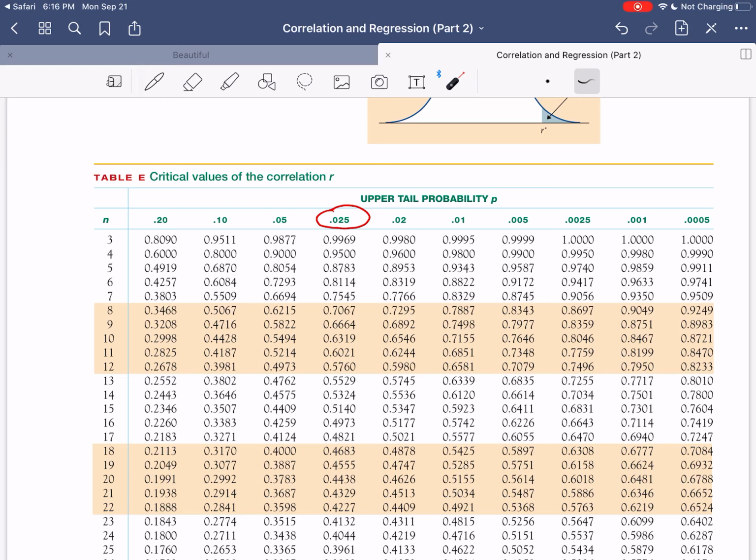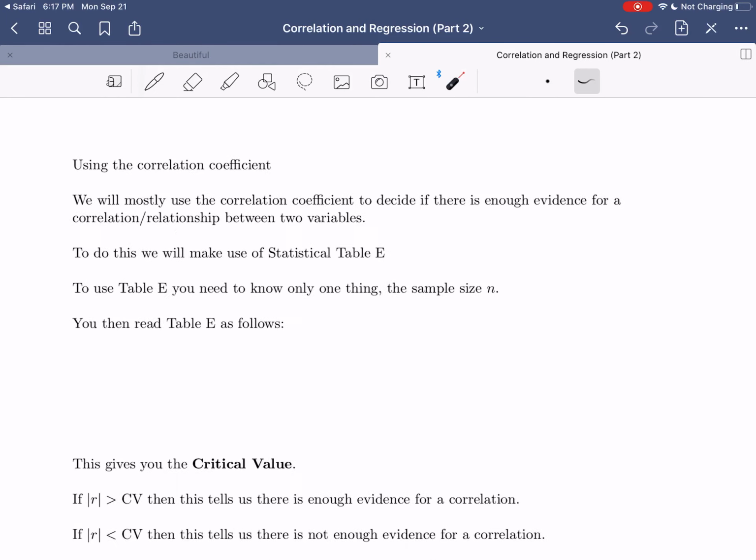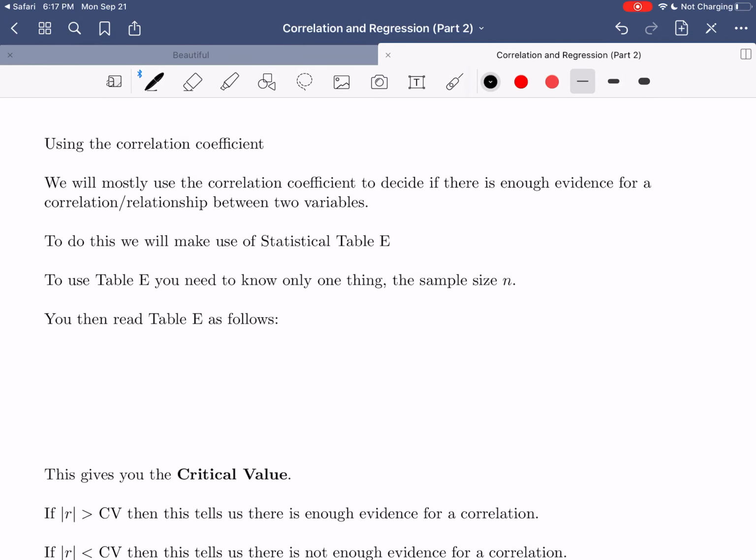So what you will do is intersect your sample size along here with this, and this value in the table is what is called the critical value. It basically tells us what the cutoff is for what counts as strong enough. All right, we'll do an example of that in just a moment, so let's just make a note of how we read table A. We find our n, which again is our sample size, and we always use that 0.025 column. We go across, and when we intersect those, we find what is called the critical value inside the table.